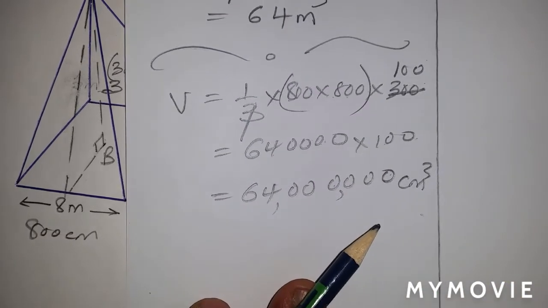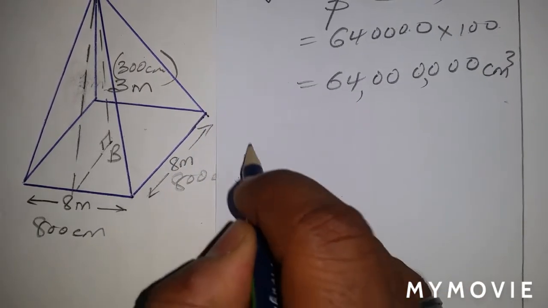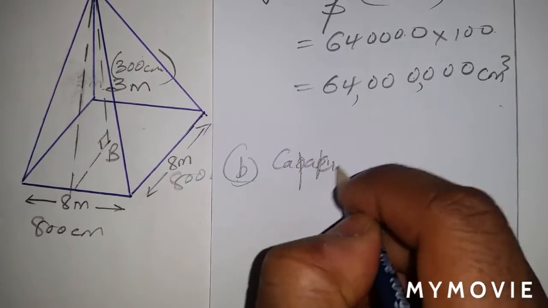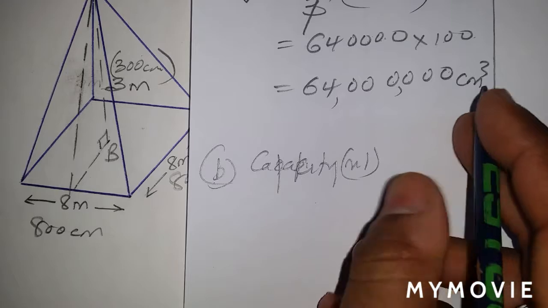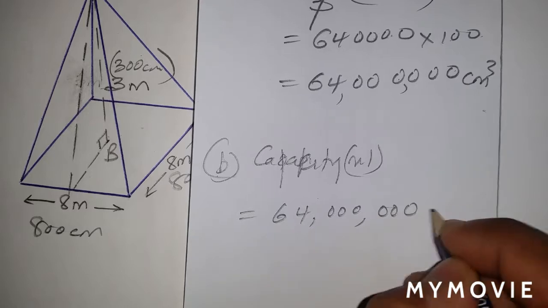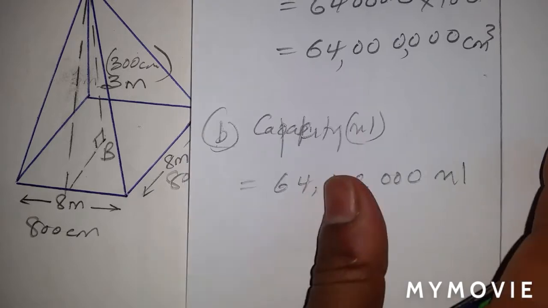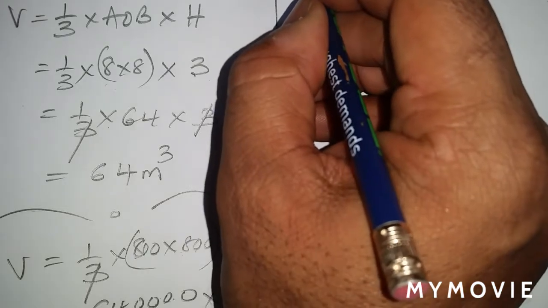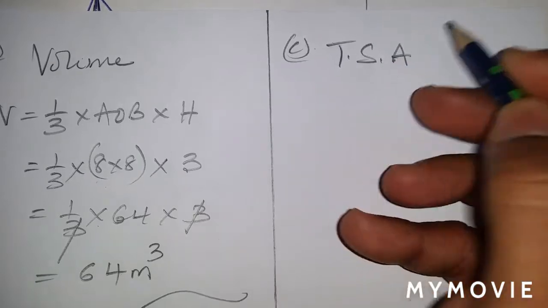Okay, now what they asked us for next is the capacity. Now they're asking us for the capacity in milliliters. All right, so we have the capacity in cm cube, so the capacity will be 64 million milliliters, and that will be the capacity. All right, so we have that sorted out. The next thing they're asking us to find is the surface area, the total surface area.